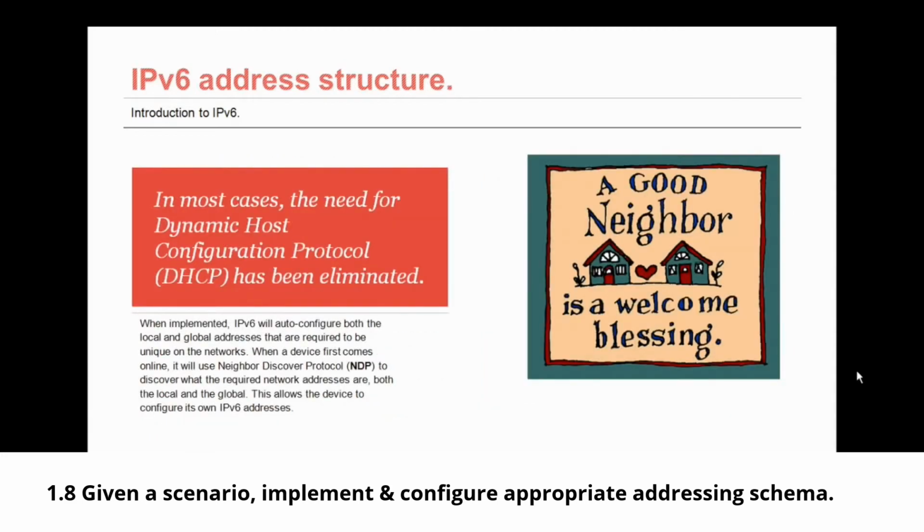Now, in most cases, the need for Dynamic Host Configuration Protocol, DHCP, has been eliminated. When implemented, IPv6 will auto-configure both the local and the global addresses that are required for their networks. When a device first comes online, it will use the Neighbor Discovery Protocol, NDP, to discover what the required network addresses are, both the local and global addresses. This allows devices to configure their own IPv6 address without an administrator's intervention.